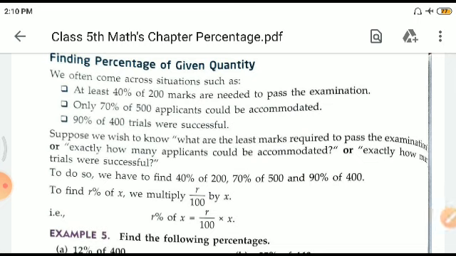Suppose we wish to know what are the least marks required to pass the examination, or exactly how many applicants would be accommodated, or exactly how many trials were successful. So to do so, we have to find 40% of 200. And then what we do is, there's a formula here, r upon 100 into x, where r is the numerator of the percentage and x is the total quantity.